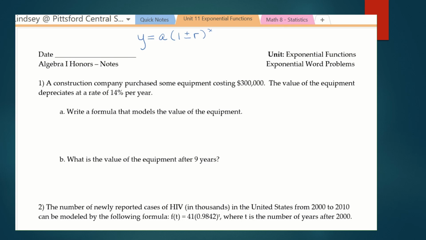And the reason we're going to use this formula is because we're going to be given how something, depending on the problem, is increasing or decreasing. So there could be some percent increase or some percent decrease, and that percent increase or decrease represents our growth factor. So just to give you a little idea as far as what we're going to be looking for when we tackle these word problems, A represents our initial value or starting point.